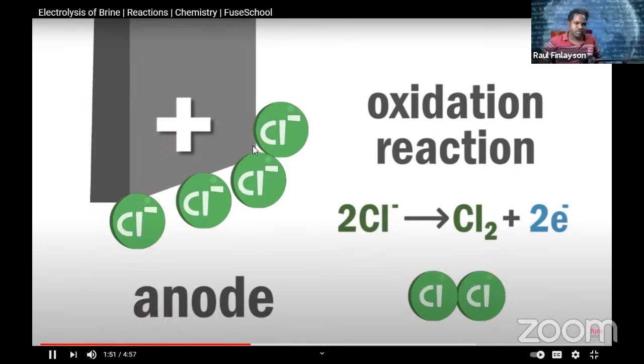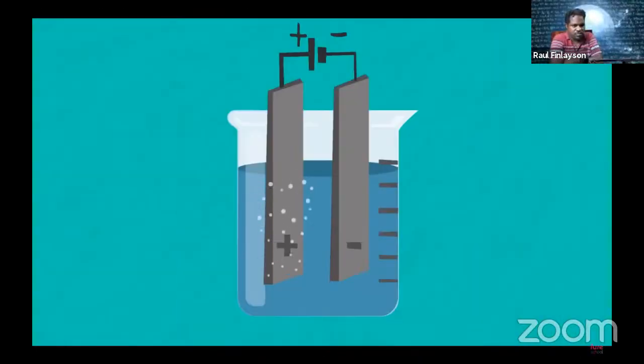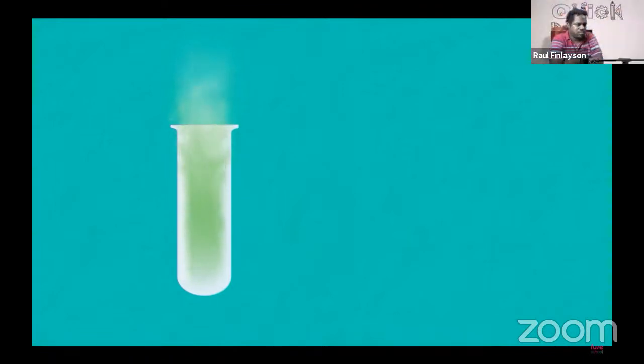The electrons are given up to the anode, and the chlorine gas bubbles up to the surface of the cell. If you collected the gas from the anode in a test tube, then you would be able to see the pale green colour of the chlorine gas. It will turn damp blue litmus paper red, showing that it is acidic.